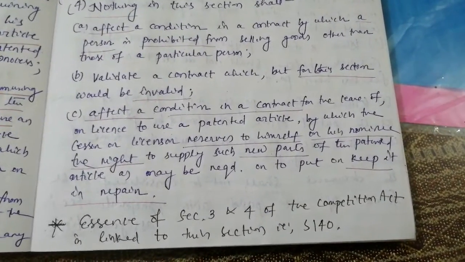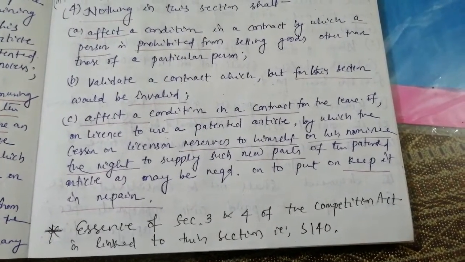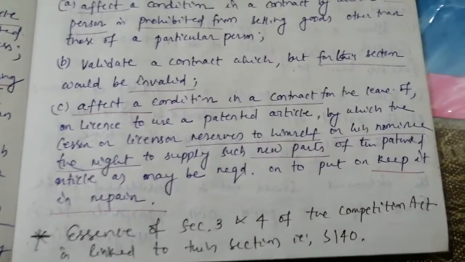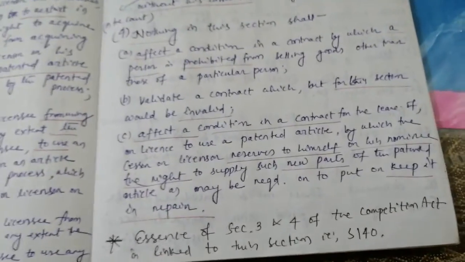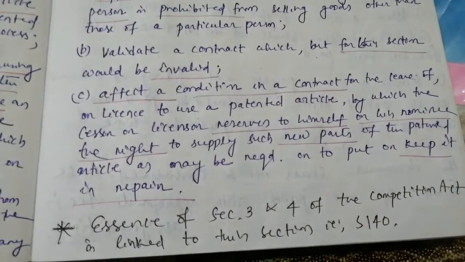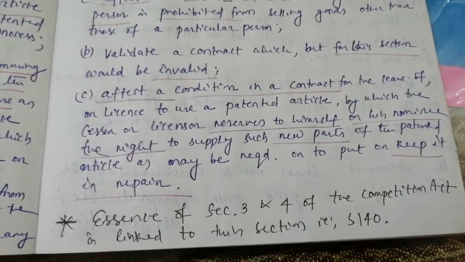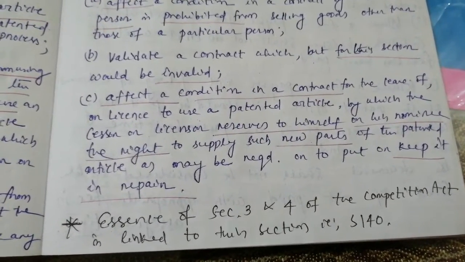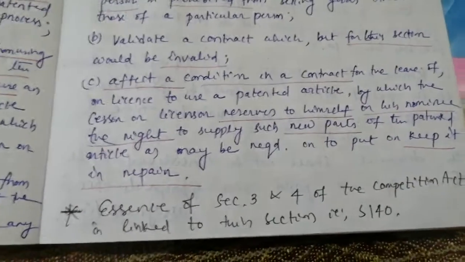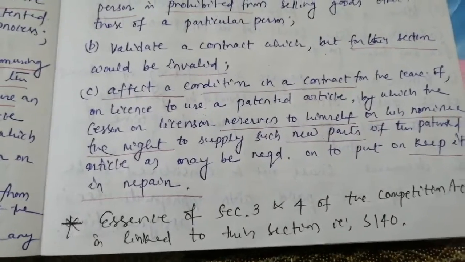We can say that the essence of sections 3 and 4 of the Competition Act is linked to this section, that is section 140. So friends, this is completed. Section 140 is completed, and in this way all the sections from chapter 23 are completed. In a nutshell, chapter 23, the last chapter of the Indian Patent Act, whose subject matter is miscellaneous, is completed.